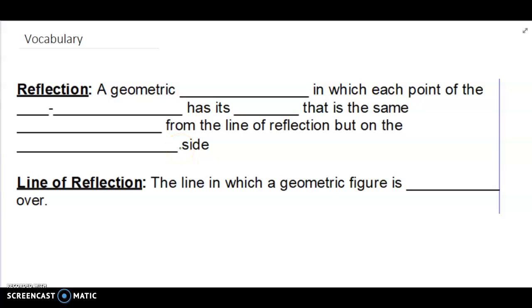All right, guys, here's the EdPuzzle for section 4.2. We're going to talk about reflections here, and I know you guys probably know what a reflection is, but we're going to go ahead and define it, and then we're also going to go over the properties of a reflection, which you probably don't know.